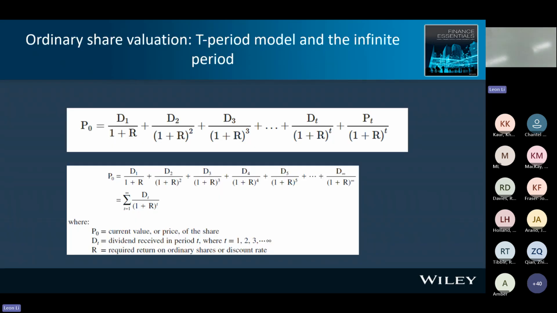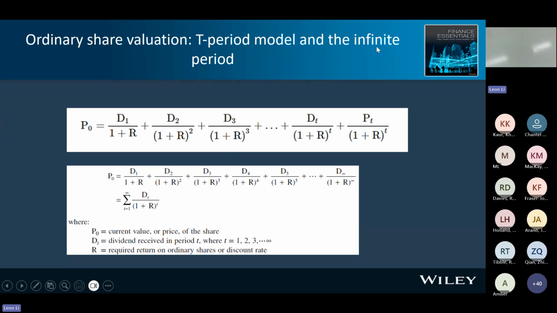So now we consider a general case, the T-period model. We consider year 1, year 2, to year T. Then we have this result, the T-period model. Finally, we consider the infinite period.